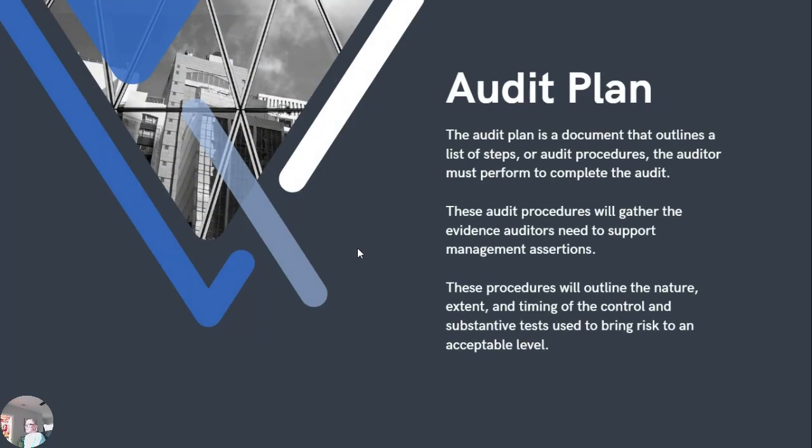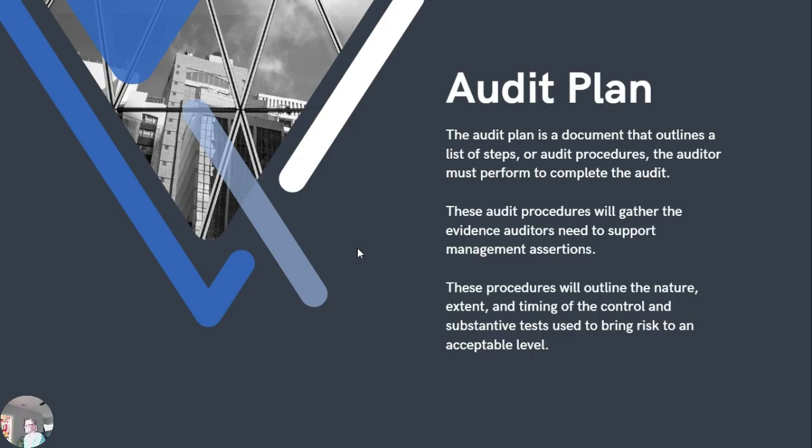So when we talked about the definition of an audit, we talked about how it's a checklist of steps to gather evidence. So the audit plan is simply just that, the checklist that we need to have that tells us what we need to do in order to gather the evidence we need to get to that level of reasonable assurance. So this says the audit plan is a document that outlines a list of steps or audit procedures the auditor must perform to complete the audit.